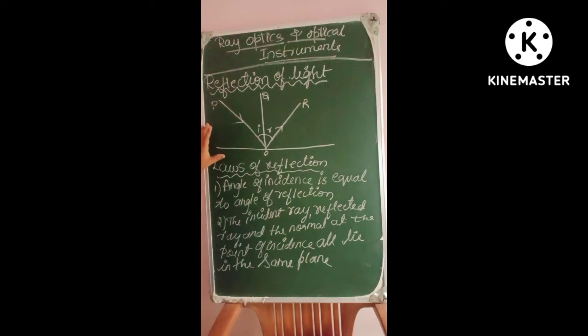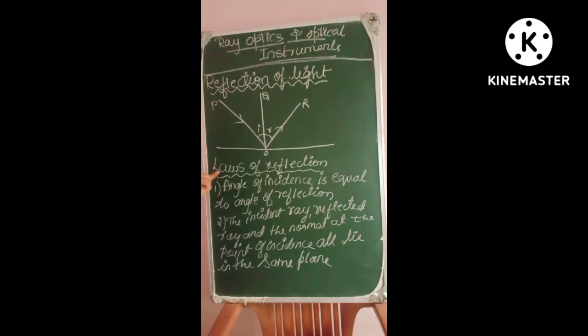Reflection of light, what is it? It is nothing but the phenomenon in which, when a ray of light is incident on a surface, this is the surface here, it bounces back into the same medium. Then this phenomenon is said to be reflection of light. Here in the diagrammatic representation, PO is the incident ray, OR is the reflected ray, and QO or OQ is nothing but the normal drawn to the surface. This is how we represent the reflection of light.